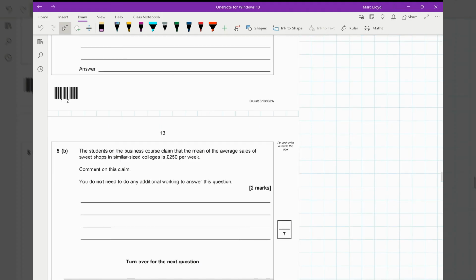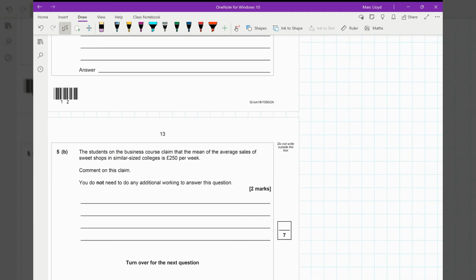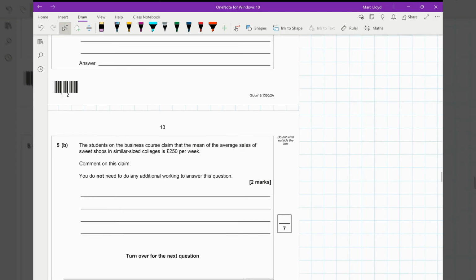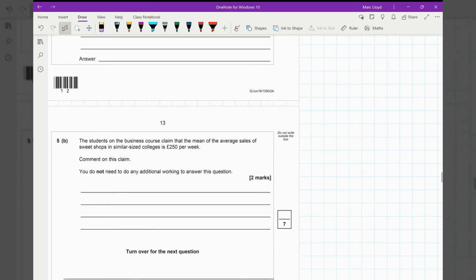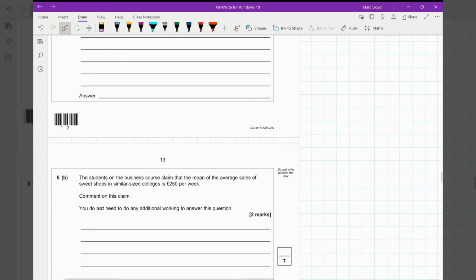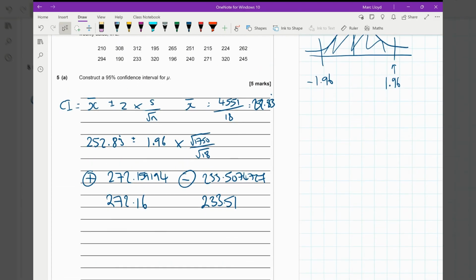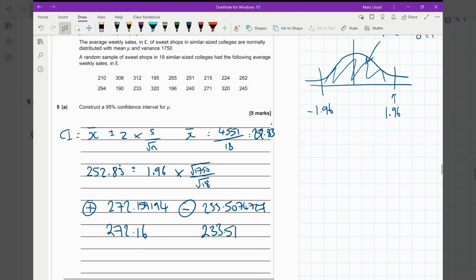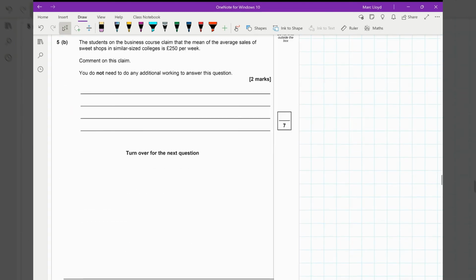Okay, the students on the business course claim that the mean of the average sales of the sweet shop in similar sized colleges is £250 a week. So, comment on this claim. Well, that is within our confidence area. So I'm happy to suggest that that's fine.